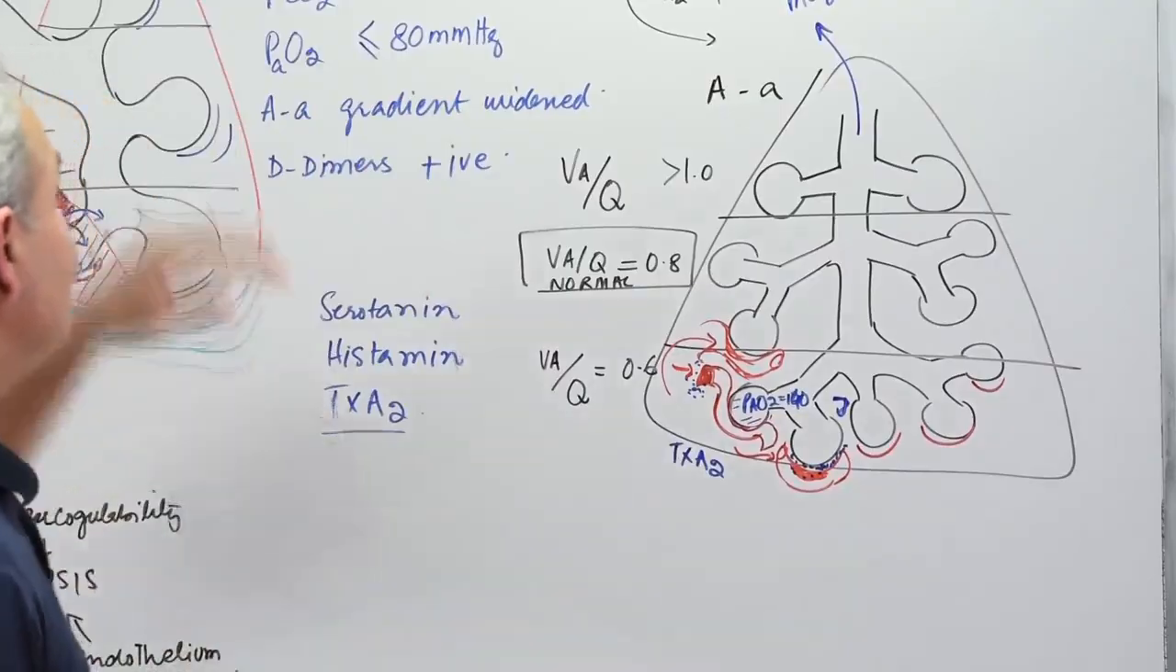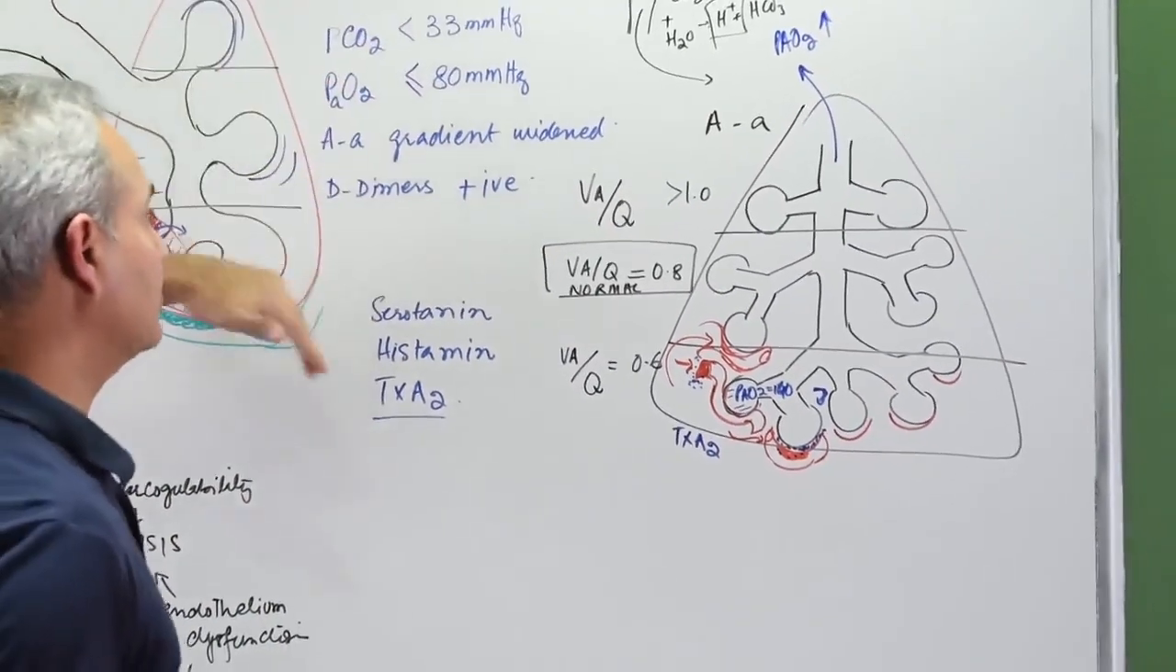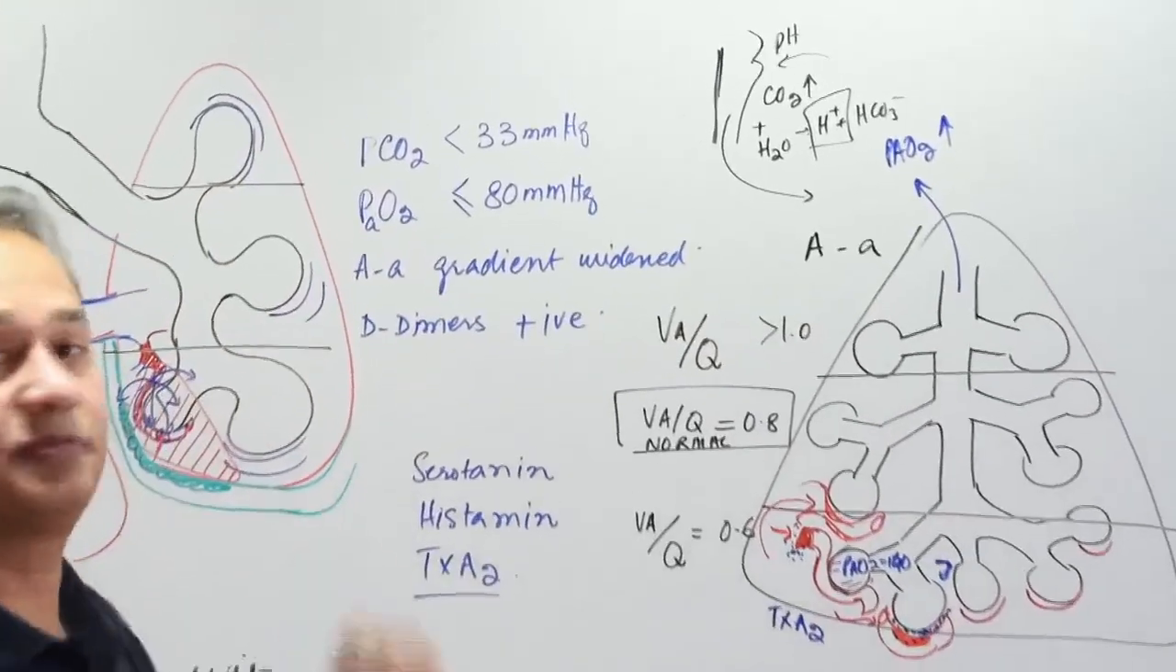So please remember, respiratory alkalosis would be seen with low oxygen, low carbon dioxide level, widened AA gradient, and D dimers will be present.